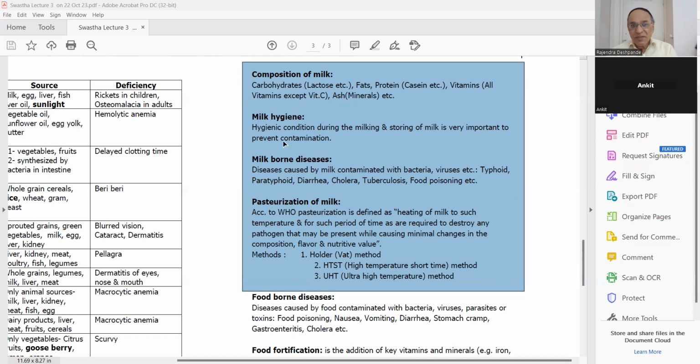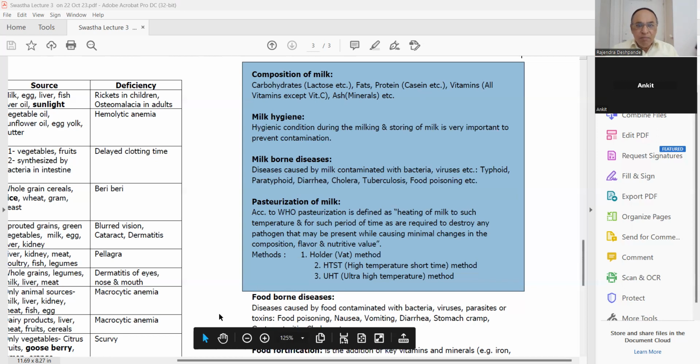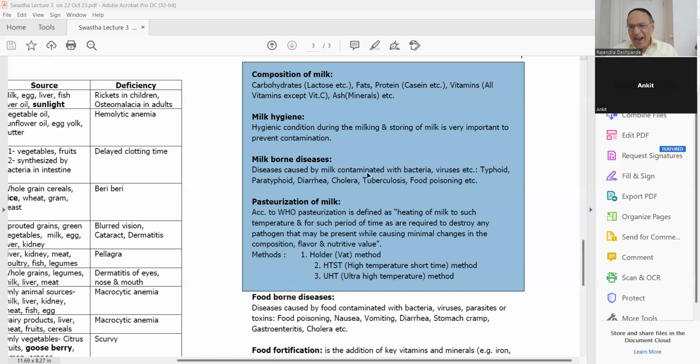Milk hygiene. Hygienic conditions during the milking, when you do the cow's milking, and storing of milk are very important to prevent contamination. Now we always drink pasteurized milk, so there is very little chance that you get a problem with the milk. Milk-borne diseases: diseases caused by milk contaminated with bacteria and viruses.